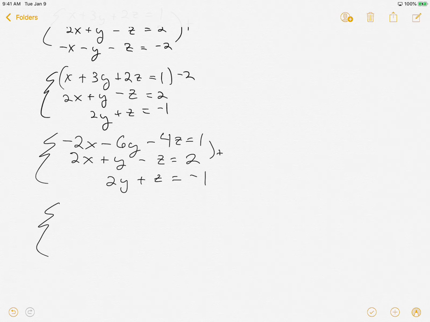Now, the top equation, I have multiplied it by a number, but I'm using it in this step. So what I want to do going into this next step is let's go ahead and revert the top equation back to the original form, just so that we don't make it too complicated and then get big numbers and stuff like that. So the two x's go away. Then I have -6y plus y, so it's -5y. I have -4 plus -1, -5z, and then 1 plus 2 is 3.